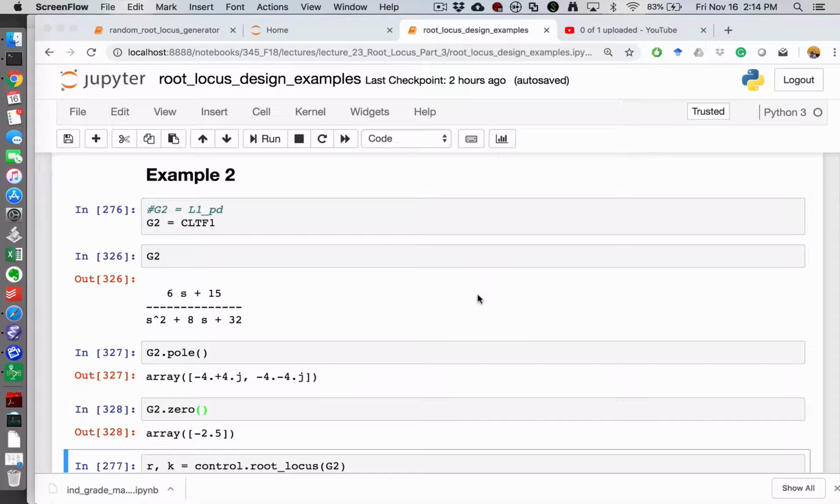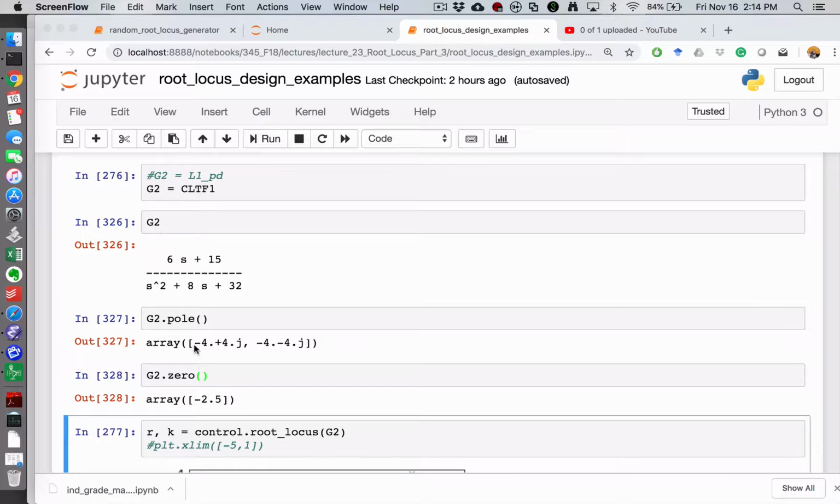You could think of this in two ways, either as a continuation of the previous example in which we're trying to take a PD controller and convert it to a lead compensator. Or you could just think of this as we're starting with some random plant and we're trying to determine whether we need to add a pole or a zero to pass through some desired test point. At either rate, this is our starting transfer function, (6s + 15)/(s² + 8s + 32).